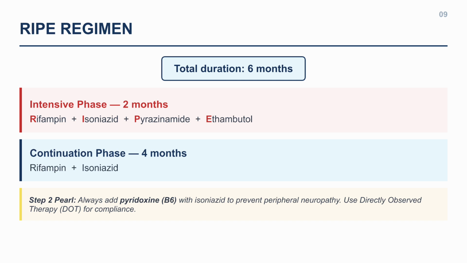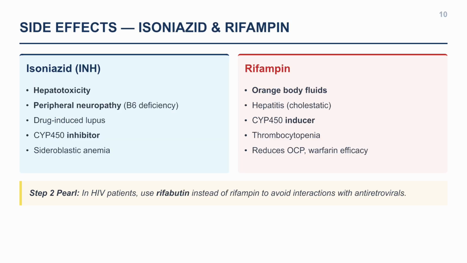Directly observed therapy, or DOT, is the standard of care to ensure compliance, where a healthcare worker watches the patient take each dose. Step 2 Pearl. Noncompliance is the main driver of drug-resistant TB, which is why DOT matters. Let's break down the side effects by drug.